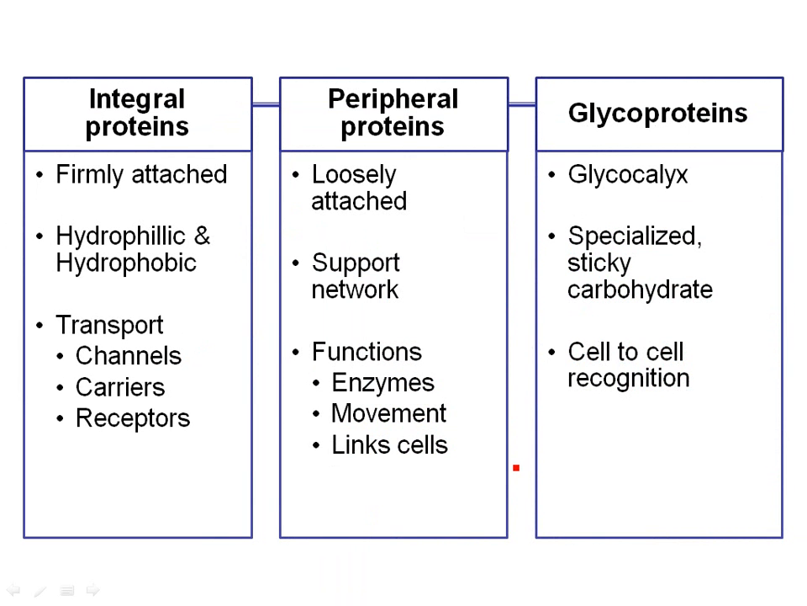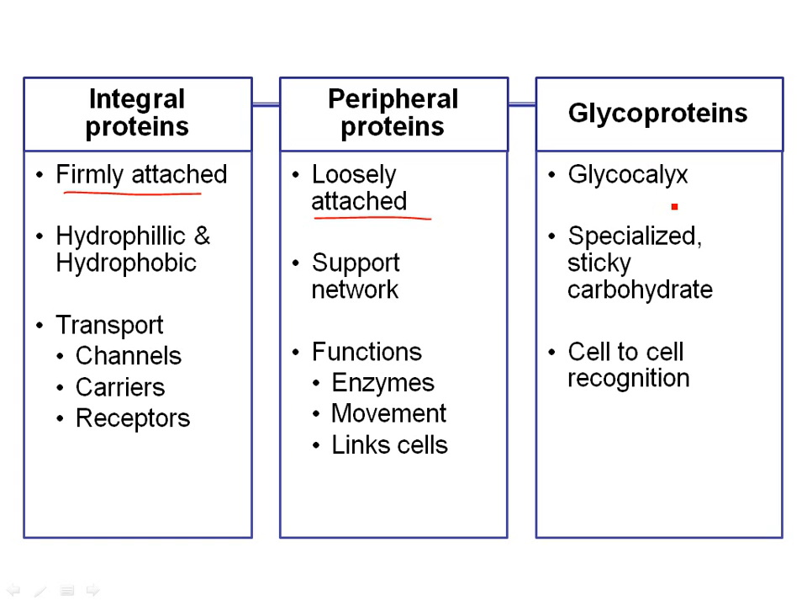So again, this is everything we just went through. Integral proteins firmly attached. You can do that because an integral protein has both hydrophilic and hydrophobic portions to it, so that anchors it in the membrane. They can be channels, they can be carriers, they can even be receptors. Then we have peripheral proteins. They're loosely attached. They're more for supportive systems, and they're on either side of the membrane. Their function is to be enzymes or help move things in and out of the cell or link cells together.